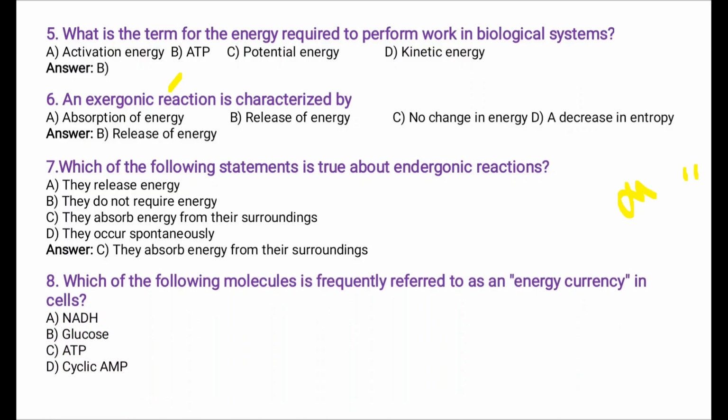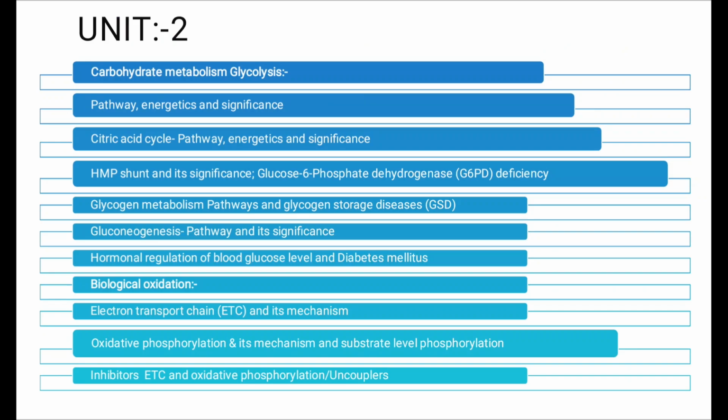Next, which of the following molecules is frequently referred to as the energy currency? A. NADH, B. Glucose, C. ATP, D. Cyclic AMP. ATP, adenosine triphosphate, is also called the energy currency. Next, carbohydrate metabolism: glycolysis pathway, energetics and significance, citric acid cycle. Questions will be asked in GPAT and competitive examinations. HMP shunt pathway also, gluconeogenesis, hormonal regulation of blood glucose level, diabetes mellitus. Diabetes mellitus is a chronic disorder characterized by high sugar level in blood.